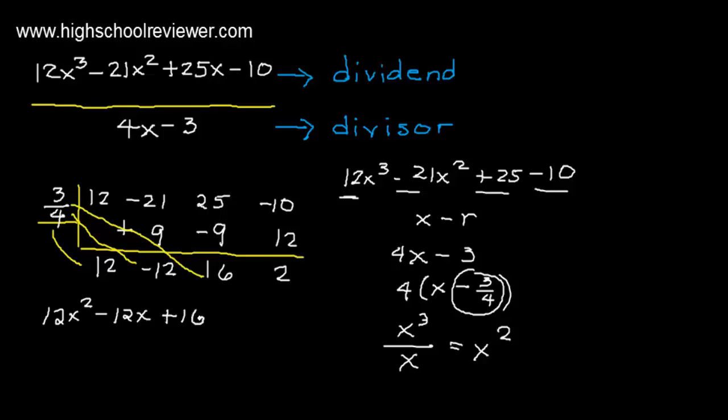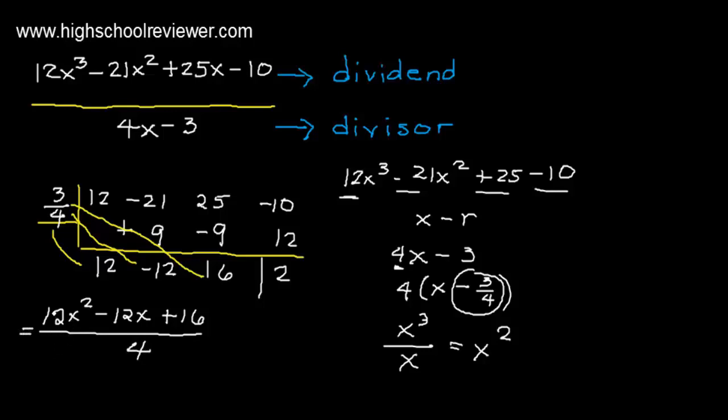This will be plus 16. Positive 2 here will be our remainder. Now take note, we have here 4 as the numerical coefficient of x. So since we separated it, we have first to divide the quotient by 4.